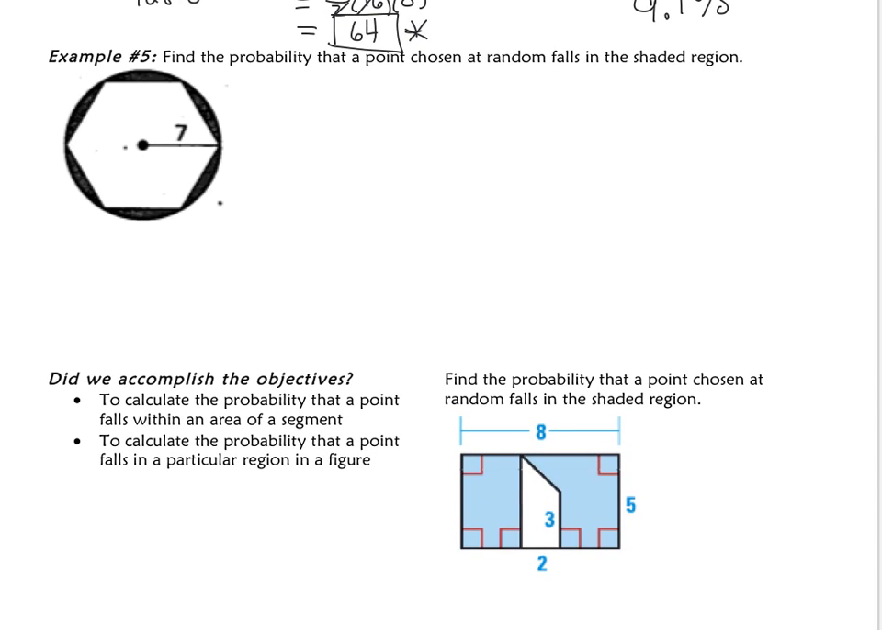Okay, so example 5, again, we are finding the probability that a point chosen at random falls in this shaded region. I'm going to want you guys to try this or finish it off on your own, but I will start you off. So again, if it's in the shaded region, that's the probability we want. We have to find the area of the shaded region over the area of the total shape.